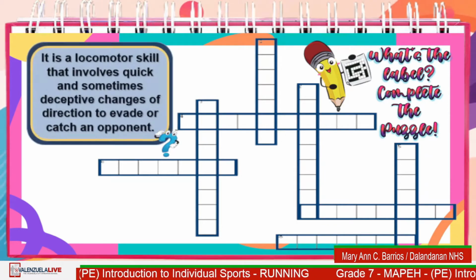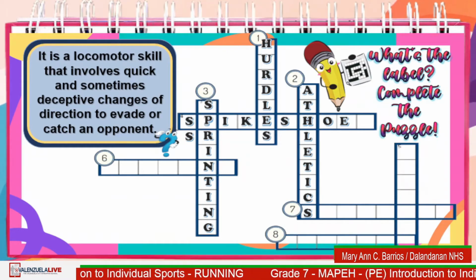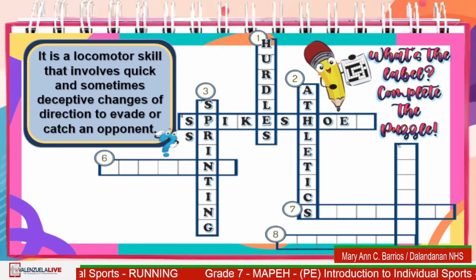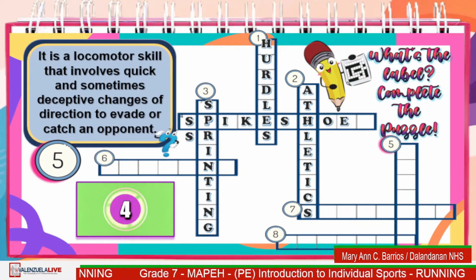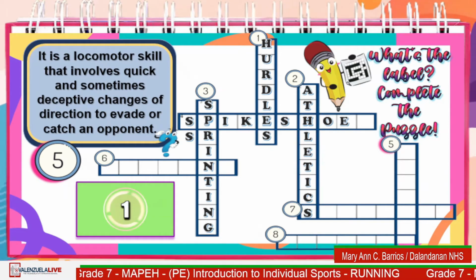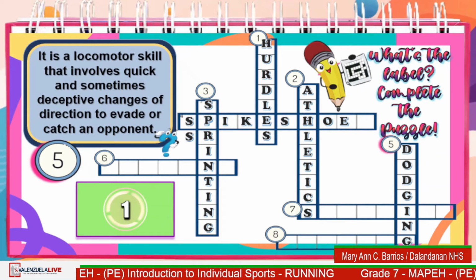Number 5. It is a locomotor skill that involves quick and sometimes deceptive changes of direction to evade or catch an opponent. Timer starts now. Time is up. The answer is dodging. That's correct.